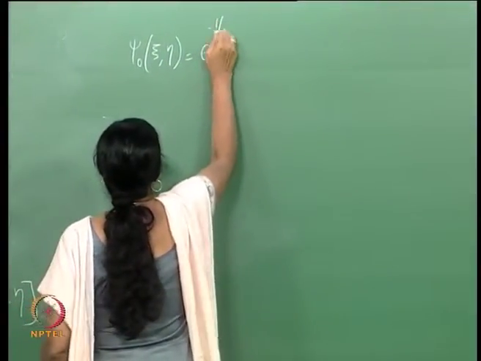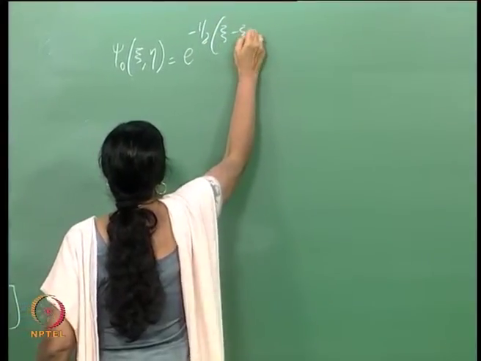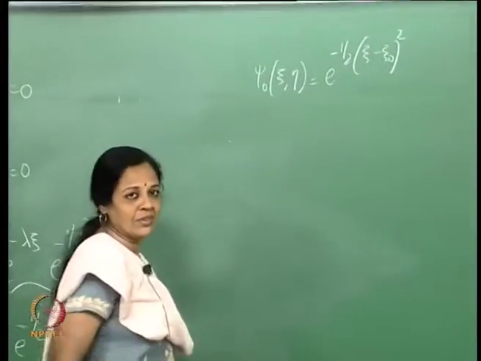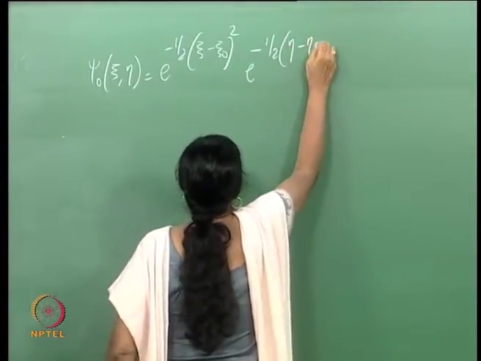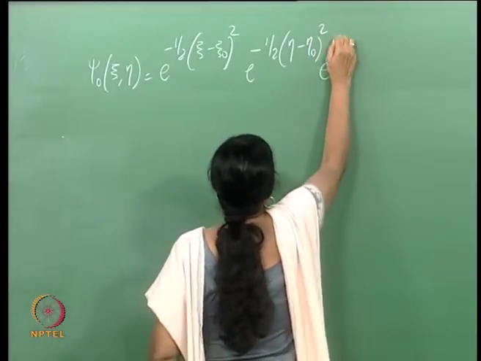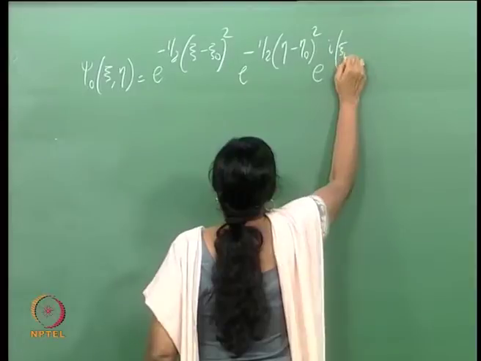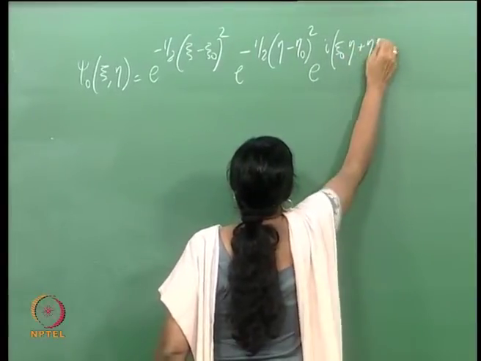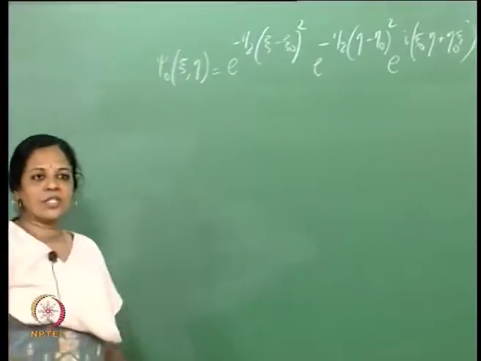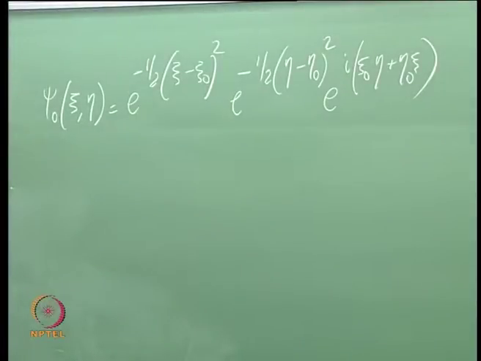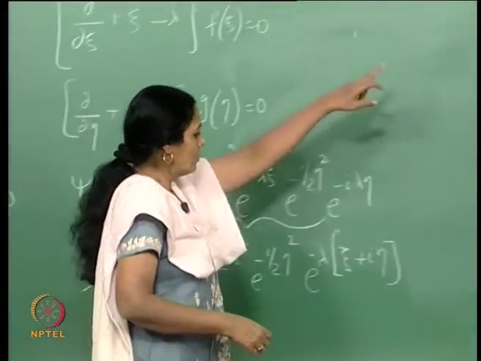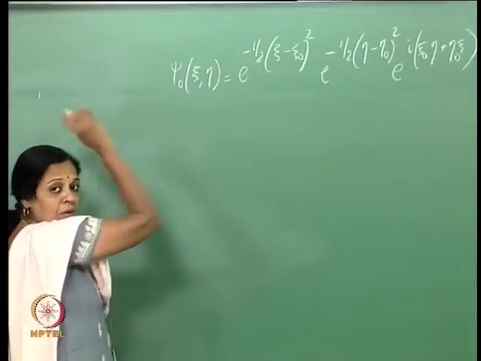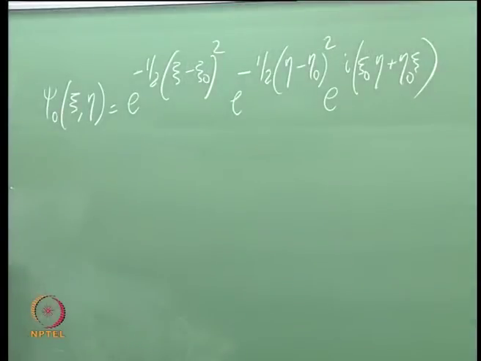e to the minus half zeta minus zeta naught the whole squared. It's a shifted Gaussian, e to the minus half eta minus eta naught the whole squared, and e to the I zeta naught eta plus eta naught zeta. I leave it to you as a simple exercise to put it in this form. So I could think of it, the solution could be written this way or that way, and again I have not worried about normalization, overall constants and so on and so forth. So this is what I have.